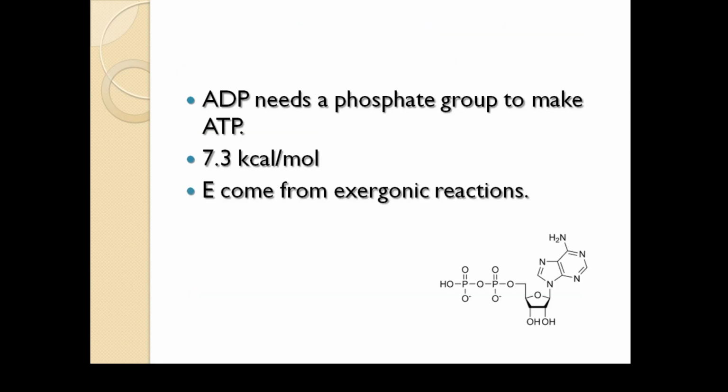Okay, so ATP needs a phosphate group to make ATP. And this phosphate group is going to be an inorganic phosphorus. Yes, the endergonic reaction absorbs, needs, or requires energy. That's correct. The product will have more energy. That is correct.